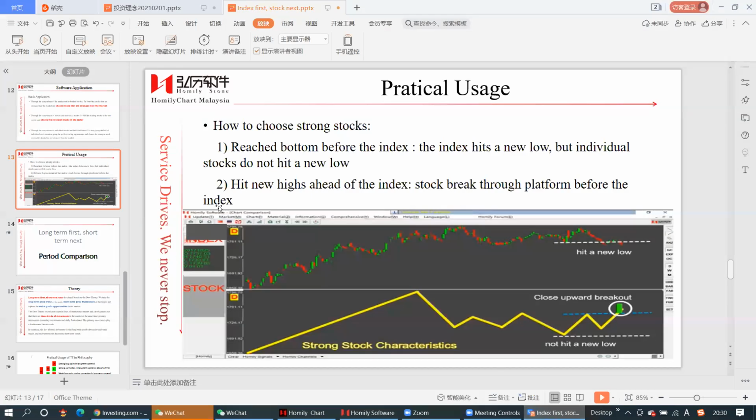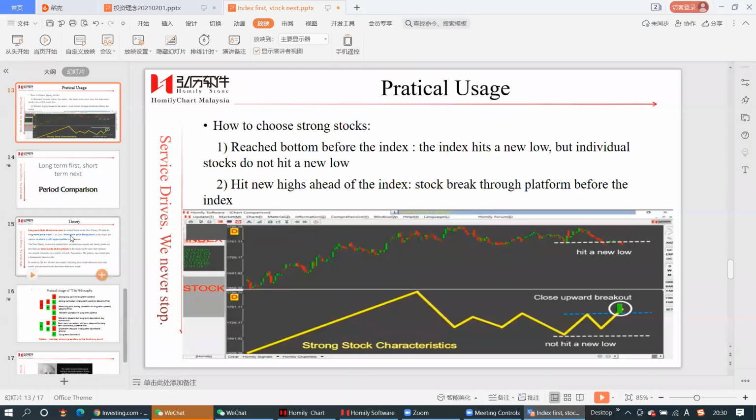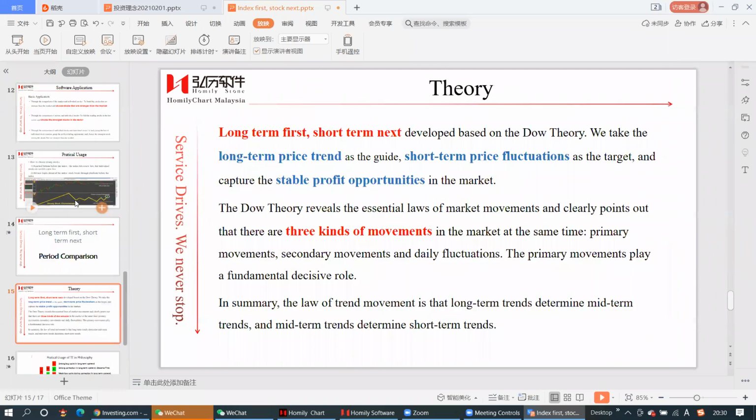So coming to here, period comparison is the next thing that we need to study. Between the long term first and the short term next, what is developed is also based on the Dow theory. We take the long term price trend as the guide and the short term price fluctuation as the target, and capture the stable opportunity in the market.